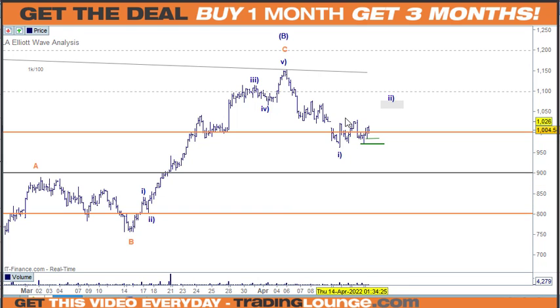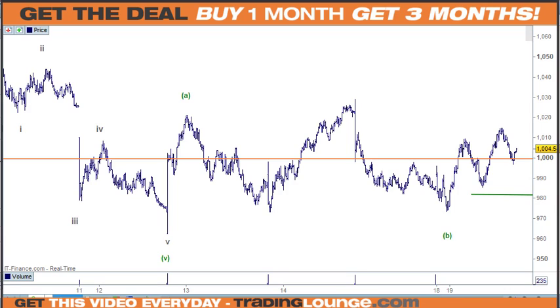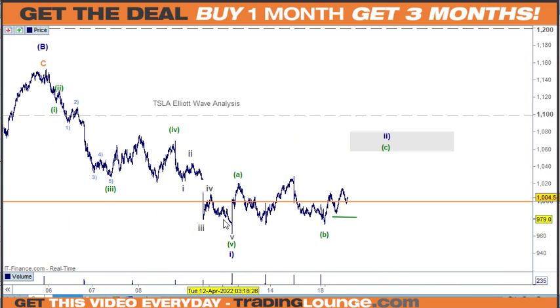But yeah, it does look corrective at that level, but we're just going to go to the 100 ticks and just check on that a little bit further. So yeah, this is where we were speaking last time with 1 and 2 here, and 3 and 4 and 5 and A and B and C wave here for that. Anyway, let's just see what happens.